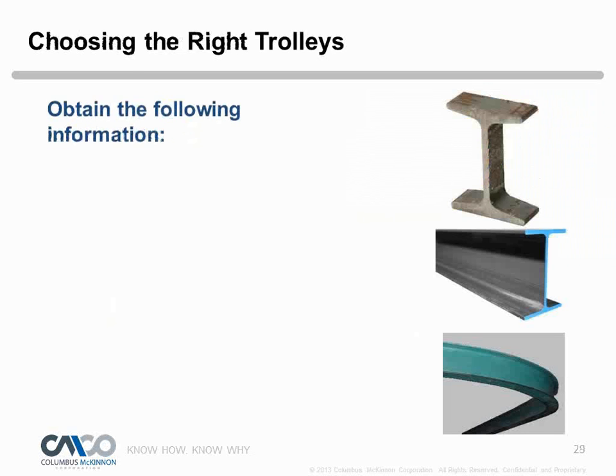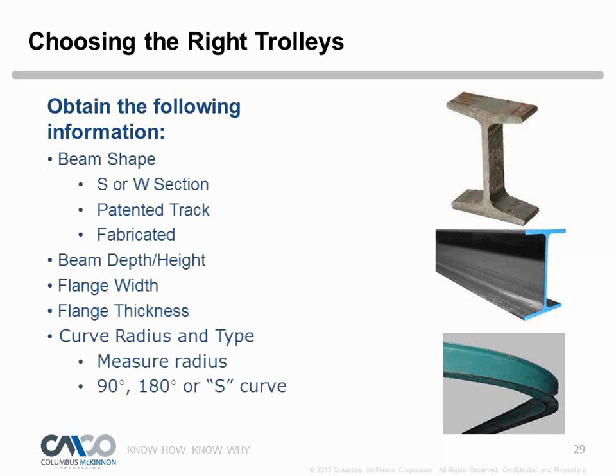So choosing the right trolley, again, obtain the following information. You want to know what the beam shape is. Is it an S or W section, patent track, or is it fabricated? The beam depth and height, to be sure the wheels are going to fit in there. The flange width, the flange thickness, and if there's a curve radius, what that curve is. You'll see on trolley charts it'll say the minimum curve radius you can have for a curved track. You want to be sure that that trolley can navigate that curve. So you don't want to get jammed up in the middle of that curve, so you make sure you're sized properly for that.